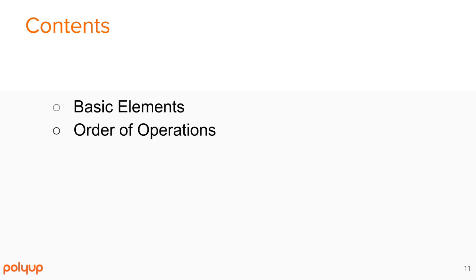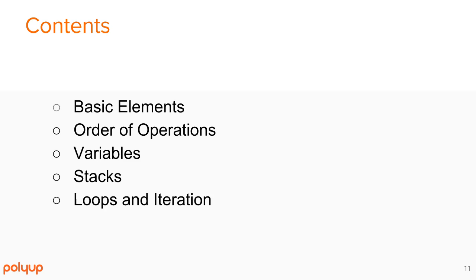This video will cover 5 topics about Polyup and the Polyscript language. First, we'll cover the basic building blocks of the language. Next, we'll explain how the reverse Polish notation order of operations works. After that, we'll cover variables and stacks, and finish up with a few examples of simple loops and iterations.